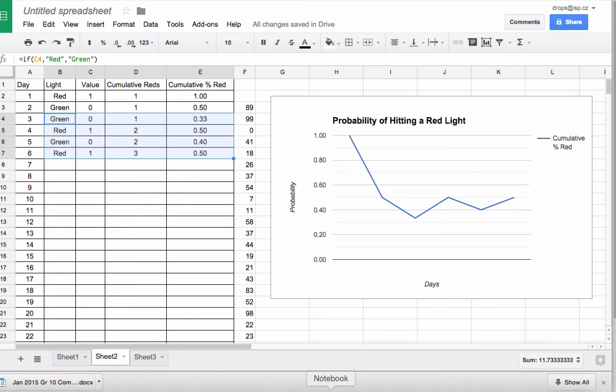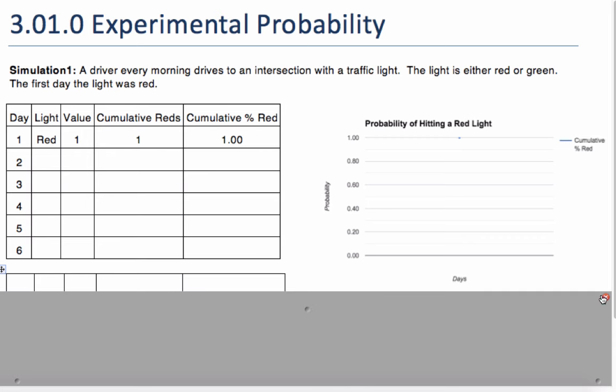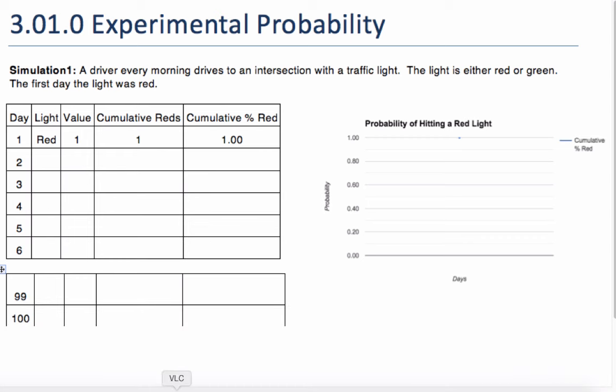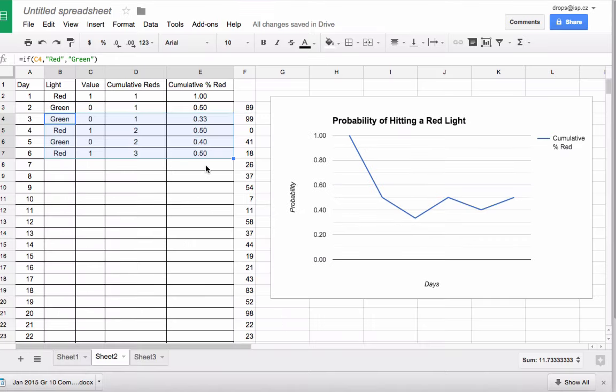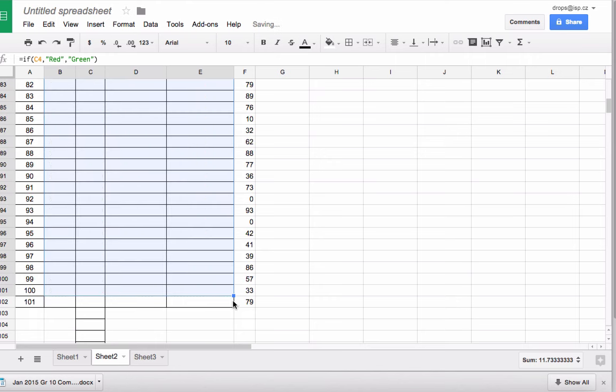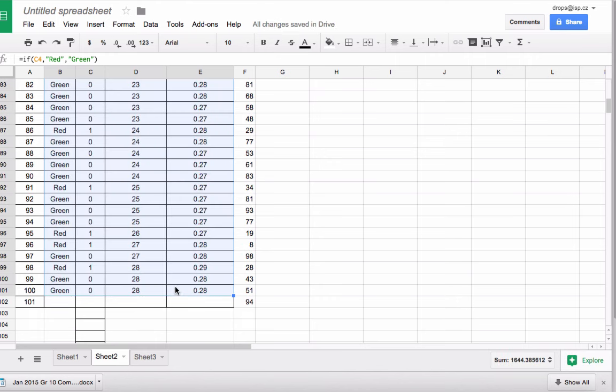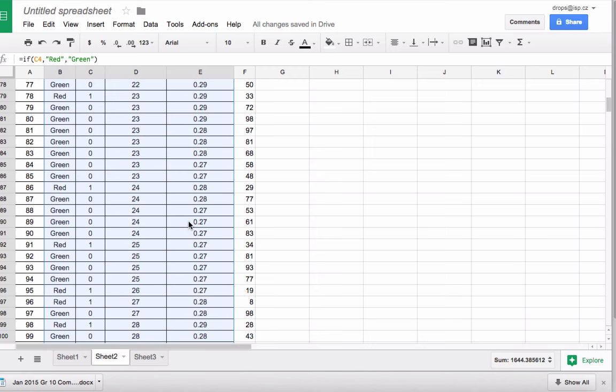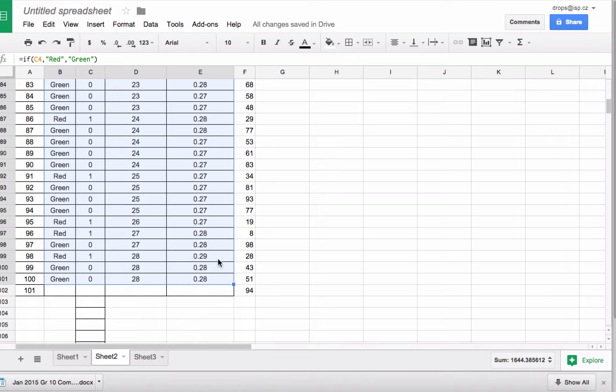Now, if I look at the whole scenario, if I drag it down to 100, let's see what happens then. If I take this and drag it down for 100 days, it's going to do the computations for 100 days, or 101 days. And so the final day, it was green, so it was counted as 0. There were in total 28 red lights, and so the proportion is 28. So we can see what the last 2 values were.